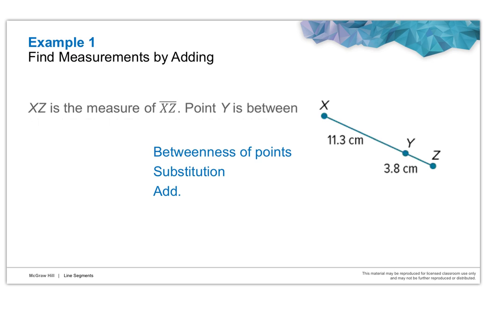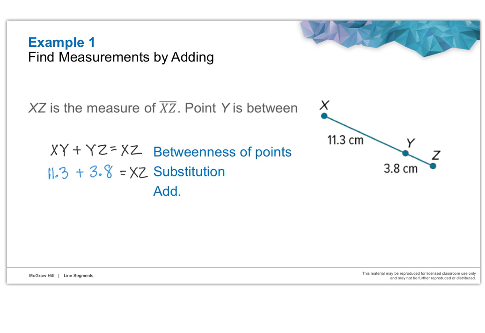And so we have our idea of betweenness being that the smaller parts, the smaller measures, if Y is in between, then we say XY plus YZ is equal to XZ. That's already printed in your book. And so we're prompted to do substitution, and that's to take the values of those measures from the diagram. So XY we know is 11.3 and YZ is 3.8. And of course that equals XZ.